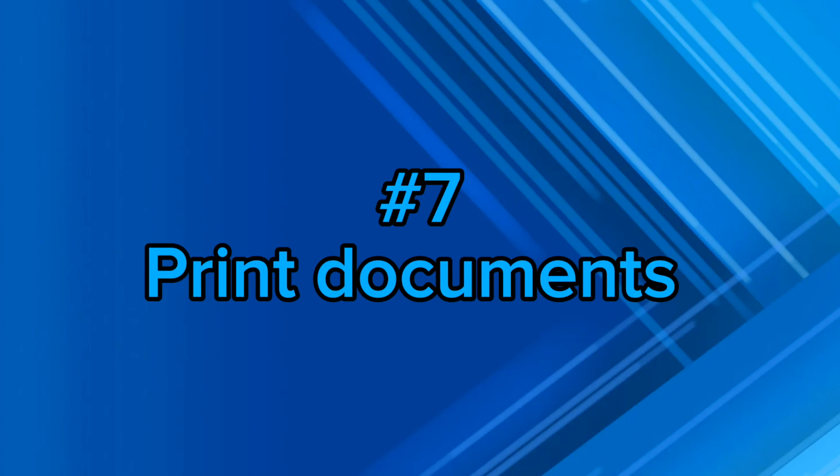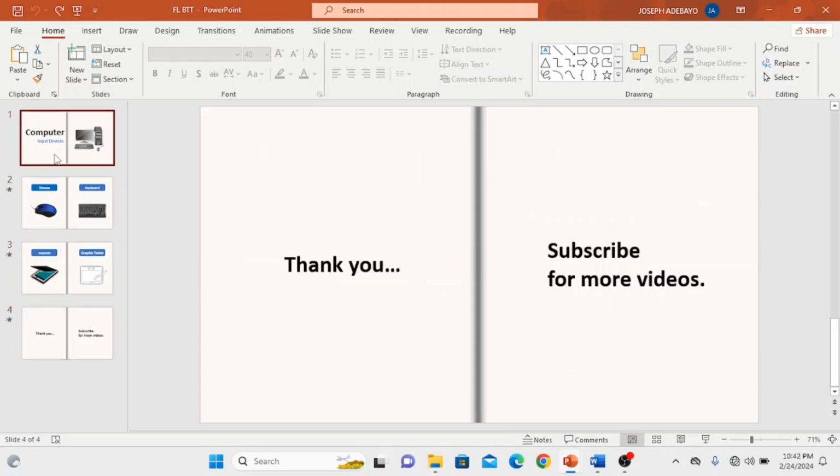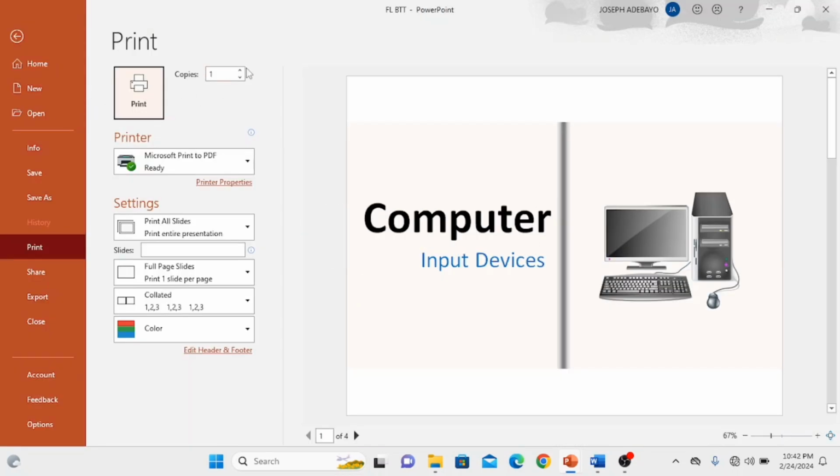Number 7, print document. If I wanted to print all this slide, for instance, now here I have 4 slides. If I wanted to print it, all I need to do is to press Ctrl P on the keyboard. Here I can select the number of copies that I want. I can use this arrow to select it, or I can simply type the number of copies that I wanted to print. Maybe I wanted to print 20 copies.